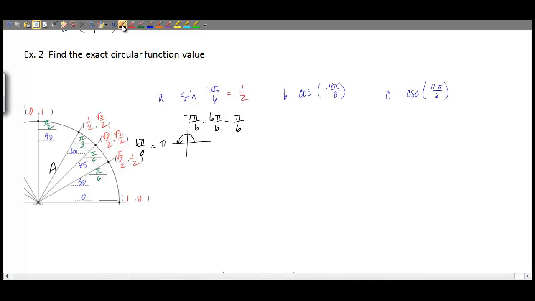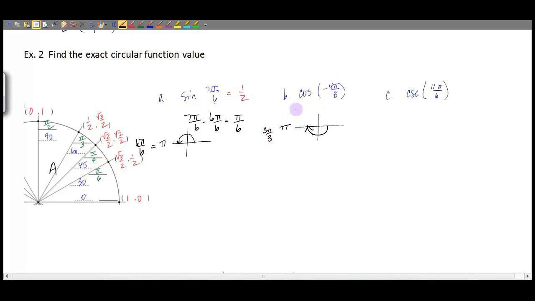So I'm going to look here at cosine of 4 pi over 3. Okay, cosine of 4 pi over 3 is going to move in this direction, right? It's going in the positive direction. Again, I know that over here at pi, this would technically be 3 pi over 3. So what's the difference between these two values?